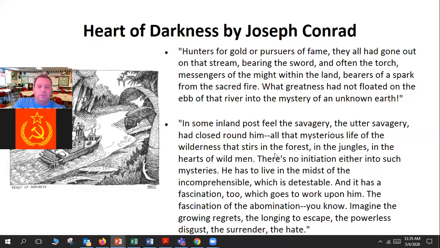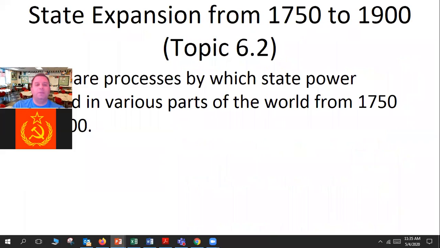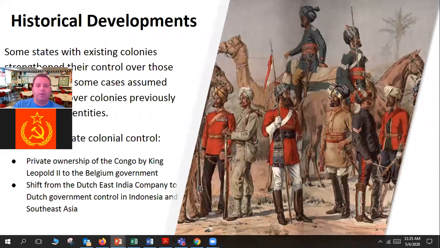And then he goes on to say, right, that they live in the midst of the incomprehensible, that they're detestable, that there's a fascination about them, okay, that they're powerless, okay? And so he really describes the people and the tribes that he encounters as being very much beneath them, again, furthering the idea that the Europeans have to do this, okay?